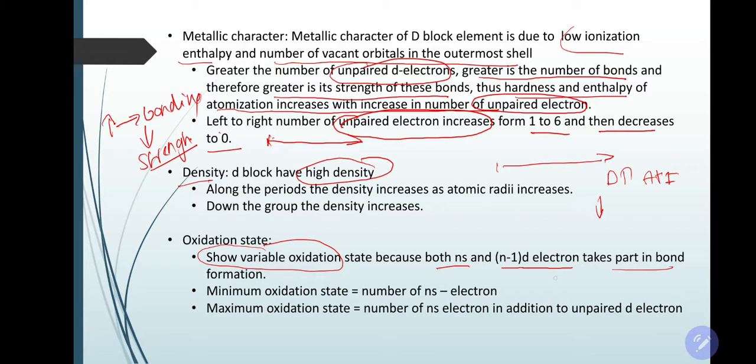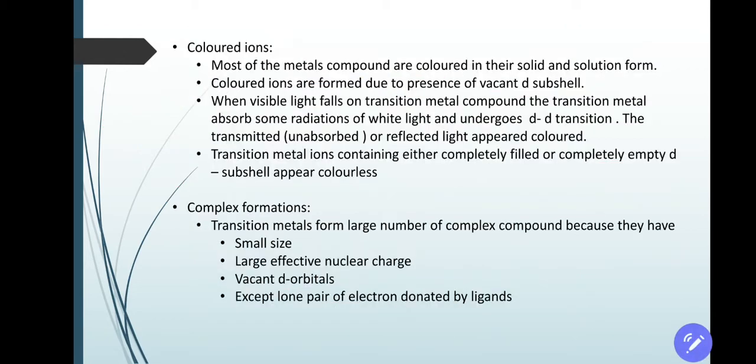The minimum oxidation state is the number of ns electrons, and the maximum oxidation state is the number of ns electrons in addition to the unpaired d electrons. So the unpaired d electrons plus the number of ns electrons will be its maximum oxidation state. Clear? Okay, now let's move to the next thing.